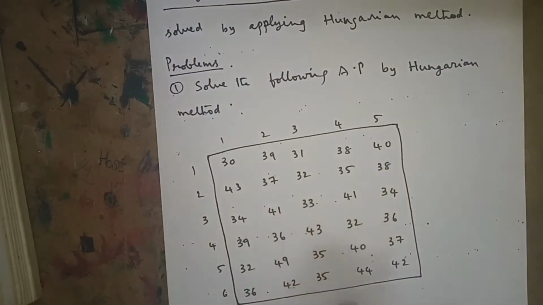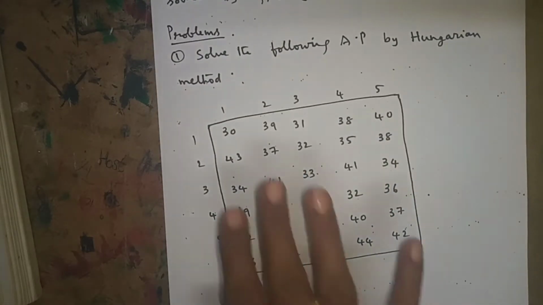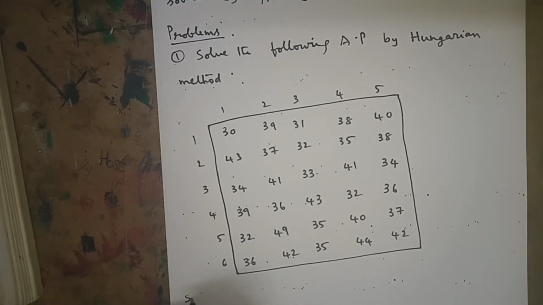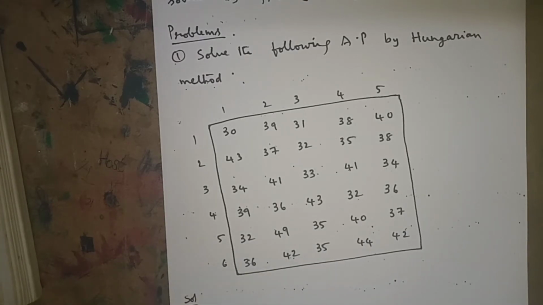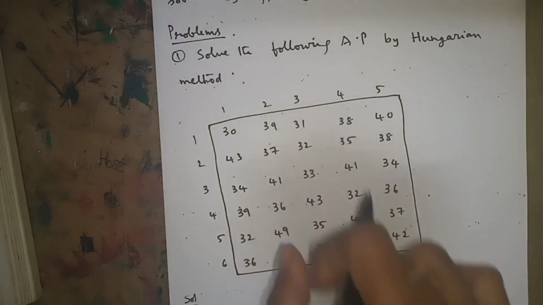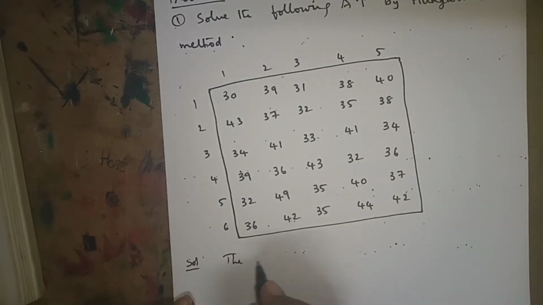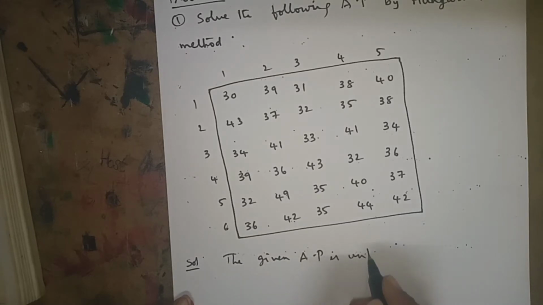Now the typical assignment problem is given like this. Here first, by observing the problem itself, you have to identify how many rows and columns are there. In the first step itself, you have to identify. Now in the given problem, how many rows are there? There are 6 rows and only 5 columns. Therefore the given AP is unbalanced.